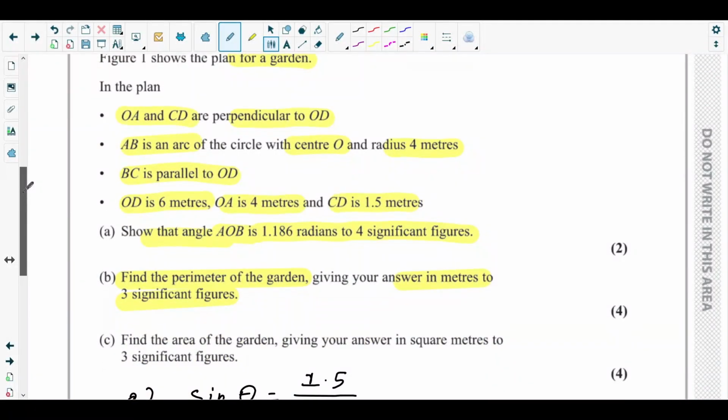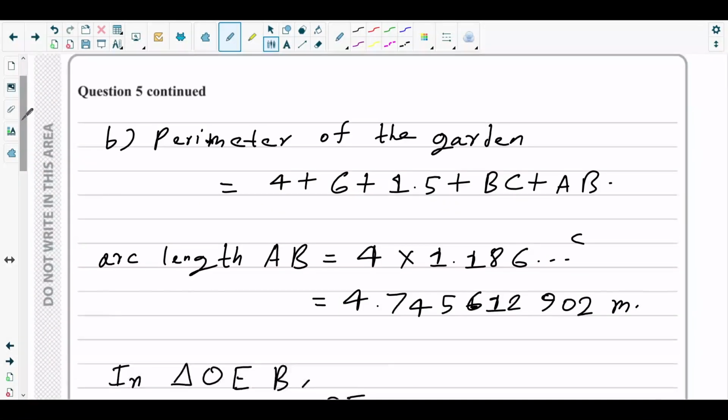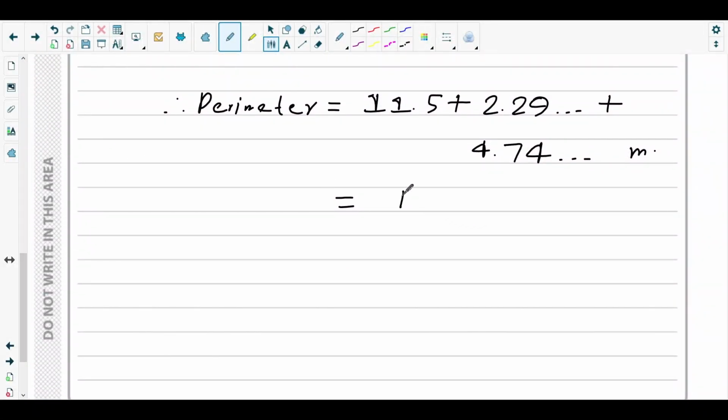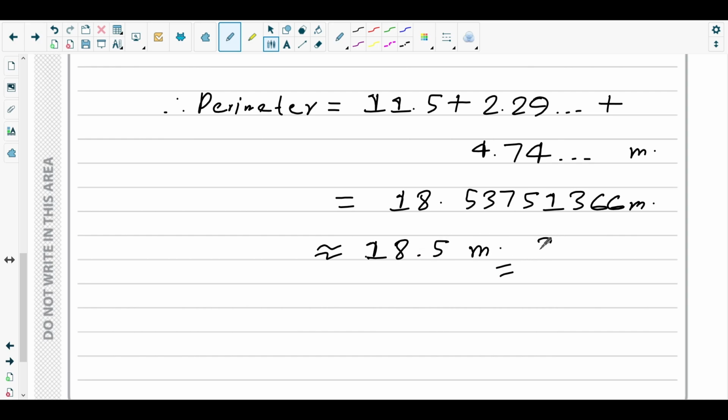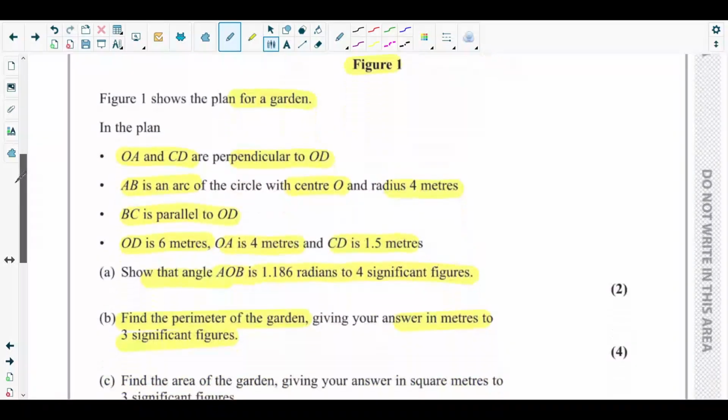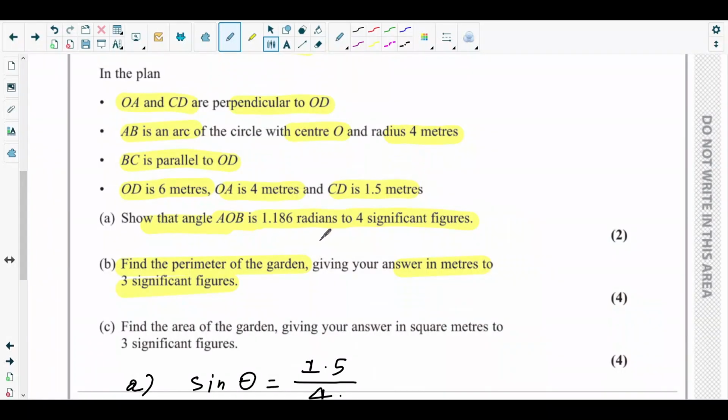They wanted it up to how many significant figures? 3 significant figures. So the actual value is 18.53751366 meter. We can round it to 3 significant figures to write 18.5 meter. That's it. Done. So that's what part B has asked for.